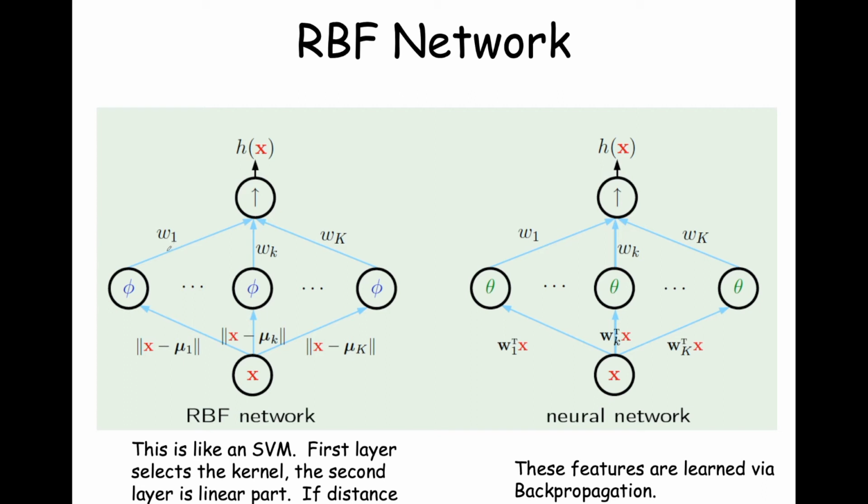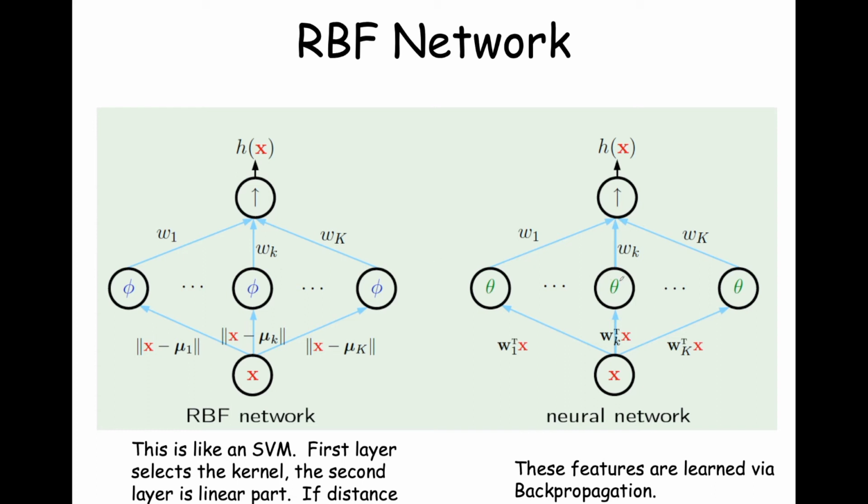So if your distance is large, your distance between x and your center, then the contribution is going to be very small to this hypothesis from that particular feature because of that negative exponent. It's going to be very close to zero if you have a large negative exponent.